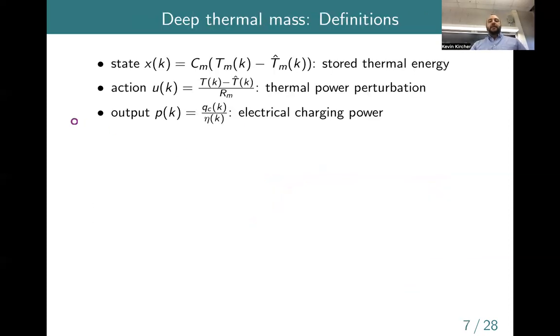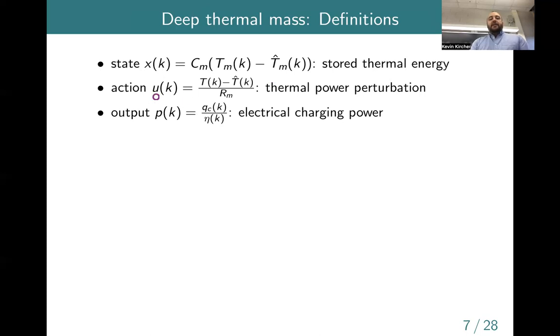All right, and then the deeper thermal mass. So again, we define the state similarly. It's just the thermal capacitance in units of energy per temperature times the temperature difference between the mass temperature as we would measure it, minus the thermal mass temperature as it would be in a baseline operating scenario.